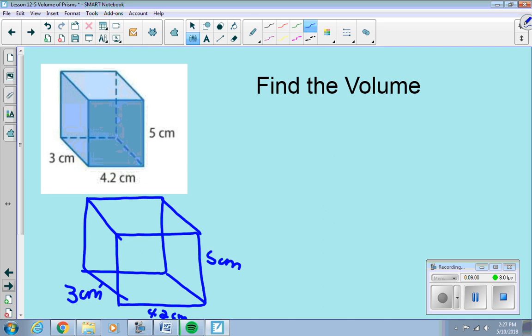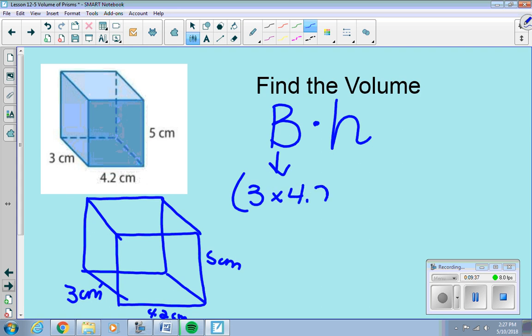So the first thing I like to do is write out the equation. I know it's big B times my height. If I look at this, what shape is the base? It's a rectangle. If it was a square, these two would be the same. How do you find the area of a square or rectangle again, Brian? Yeah, length times width, or base times height. Very good. So for the area of my base, I'm going to take these two times each other. That's the area of my base, and I think it's like 12.6.